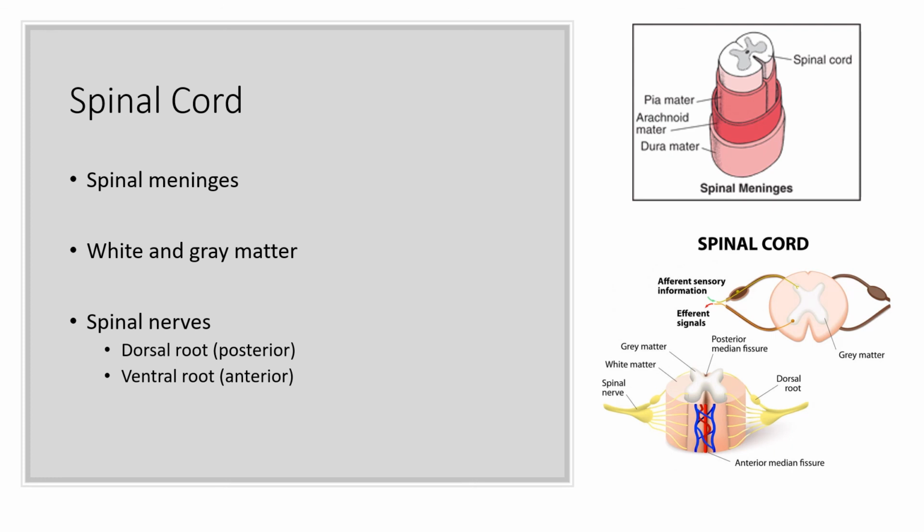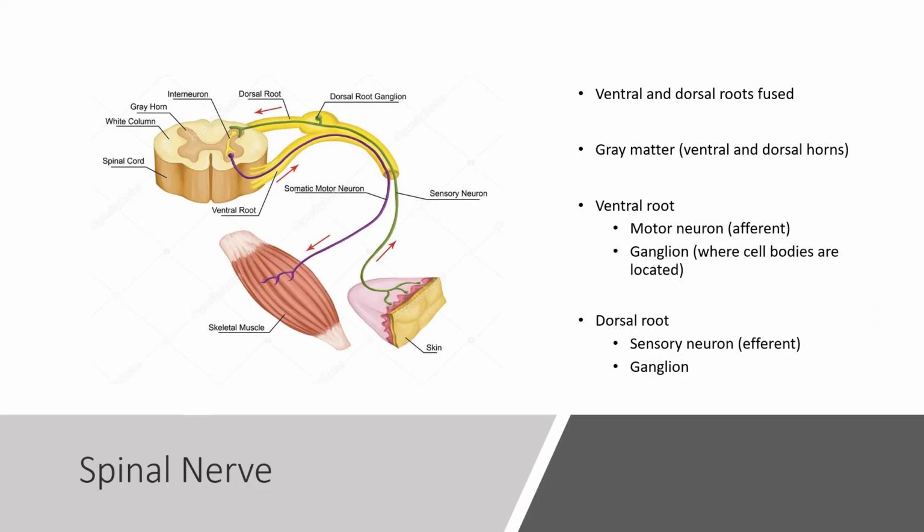And then there are the spinal nerves. There is the posterior dorsal root nerve and the anterior ventral root nerve. The ventral and the dorsal roots actually fuse, right? Once again, the gray matter is the ventral and dorsal horns of that butterfly. The ventral root is basically the afferent motor neurons. The ganglion is where the cell bodies are located.